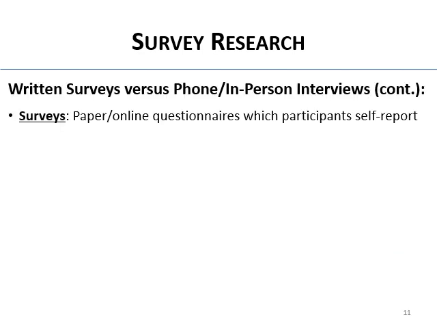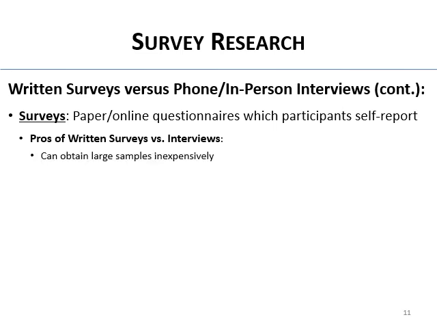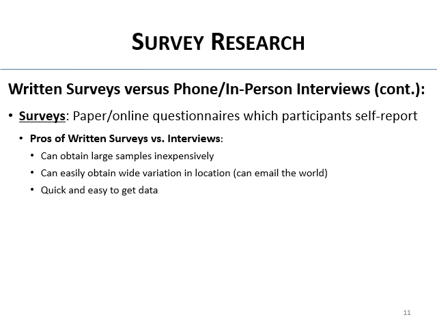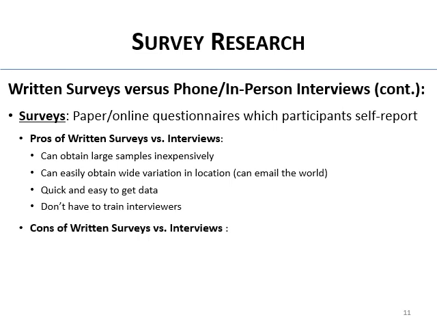So continuing, surveys are paper or online questionnaires in which participants self-report their information to you. So what's good about surveys versus, say, doing interviews? Well, you can get really big samples, basically free. You just send out an internet link to SurveyMonkey and you can get huge samples with tiny cost and very fast. So you can get wide variation all over the place. You don't have to interview people in person. So it's really quick and easy to get your data. You don't have to train people.